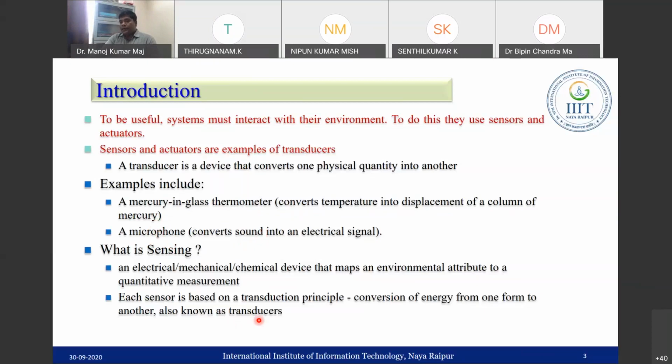Now, what is sensing basically? Sensing is nothing but an electrical or mechanical or chemical device that can map an environmental attribute to a quantitative measurement. Whenever we are working with a sensor, each sensor is primarily based on a transduction principle, that is the conversion principle. Transduction means the conversion of energy from one form to another form, maybe from sound to energy, maybe from heat to energy, or maybe vice versa. This way we can convert signals from one form to the other.